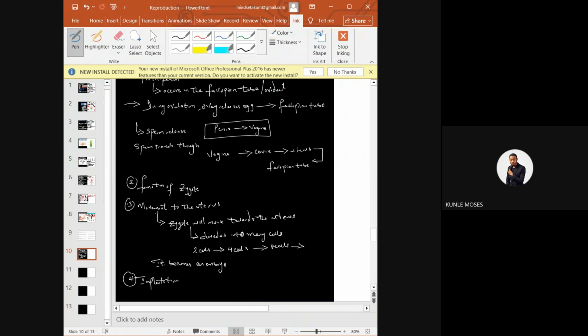Due to the divisions, it has become an embryo. This embryo will reach the uterus. After reaching the uterus, it will attach itself to the endometrium. Endometrium is the uterine lining. We have endometrium, myometrium, and perimetrium. The endometrium is the inner lining where the embryo will attach itself. So after implantation, we have embryo development.